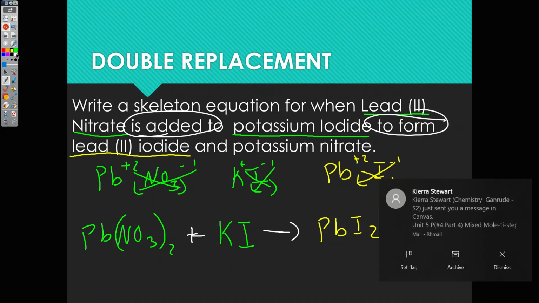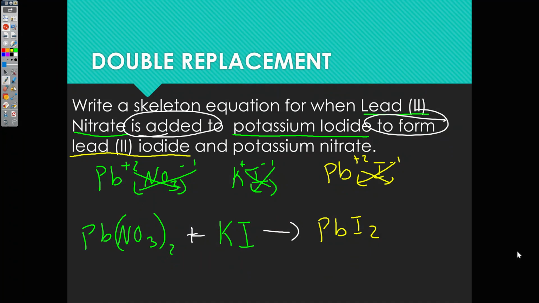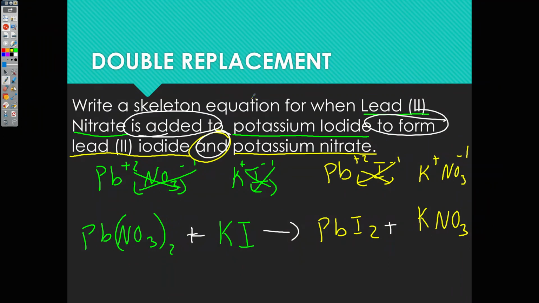So we're going to separate it with a plus sign. Our last one is potassium nitrate. K is +1, nitrate is NO3 with a -1 charge. When they swap, that is just KNO3. So again, this is your skeleton equation.